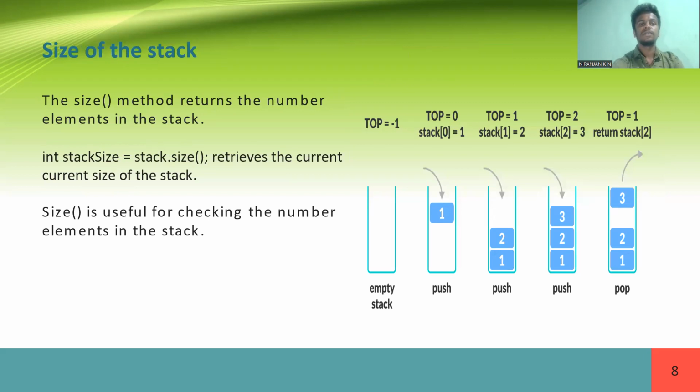Size of the stack. The size method returns the number of elements in the stack. So the code which is used to identify the size of the stack is int stackSize = stack.size(); which is used to retrieve the current size of the stack. The size method is useful for checking the number of elements in the stack. So we can identify the total number of elements present in the stack using the size method.